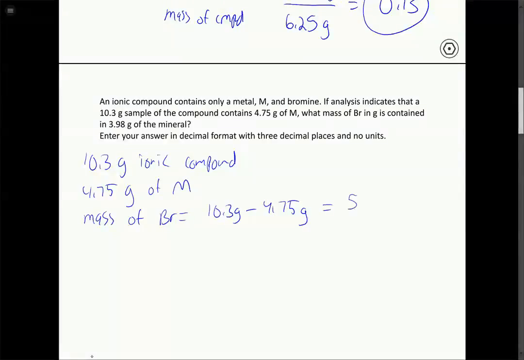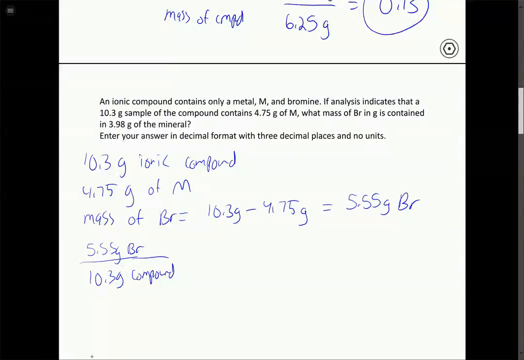And so we get 5.55 grams of bromine. I'm being a little bit loose with significant figures here, but we don't want to do too much rounding at the beginning. Alright, so then we can write some ratios over here. We have 5.55 grams of bromine per 10.3 grams of the compound. And this is going to be the key ratio.